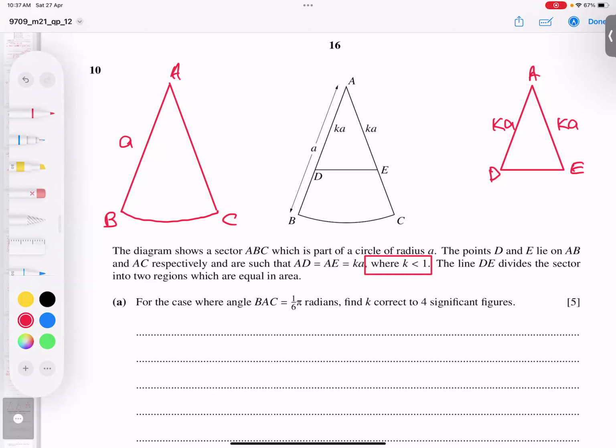Okay, he said that DE, this line dividing the sector into 2 regions which are equal in area. So I can say that this area A1 and this area A2 are equal to each other. So let's see how we can do this kind of question.